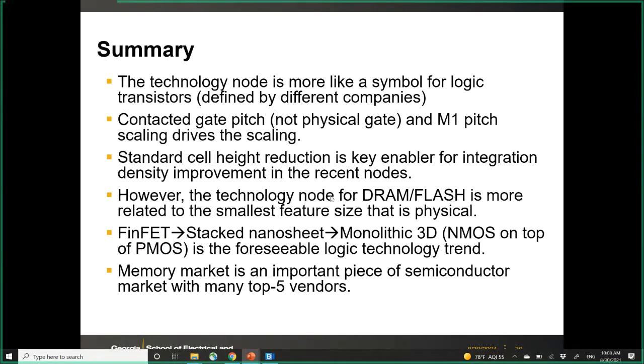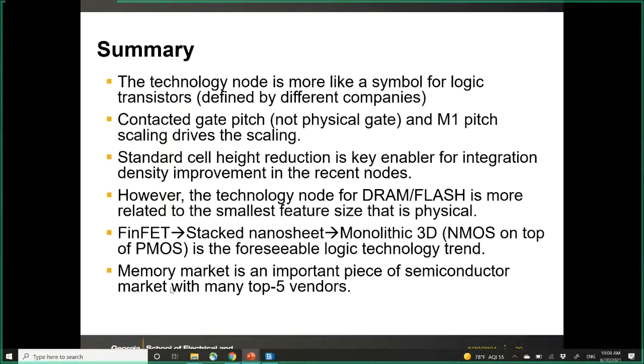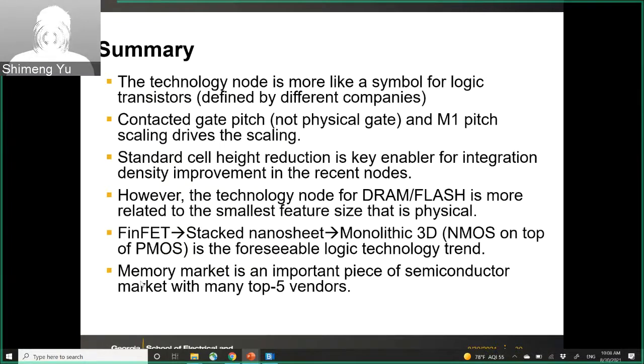And then the technology node name for DRAM and NAND flash is more related to the smallest spatial size in the physical dimension. And then we see the technology path from FinFET to stacked nanosheet to monolithic 3D, NMOS on top of PMOS. And the last point is that the memory market is an important piece of the semiconductor industry. You see 3 out of the top 5 vendors are memory companies.